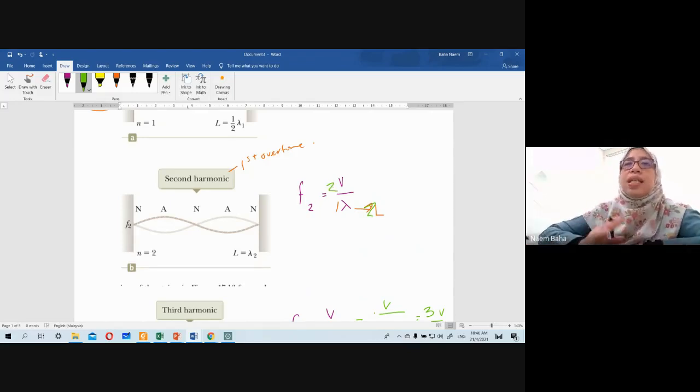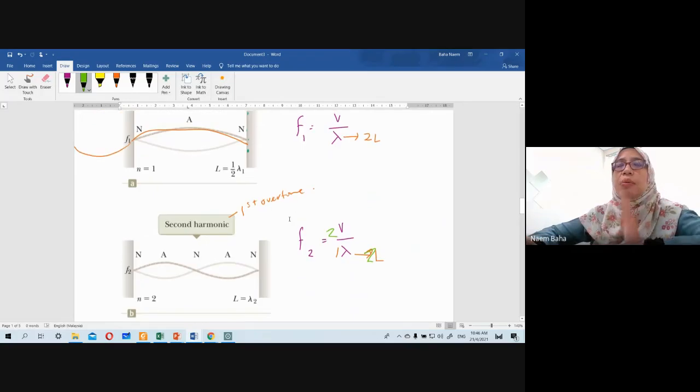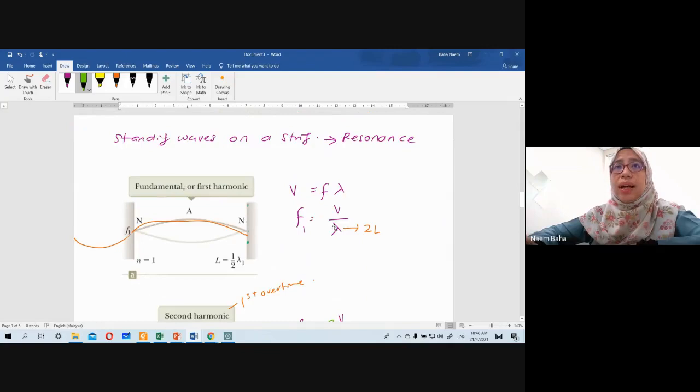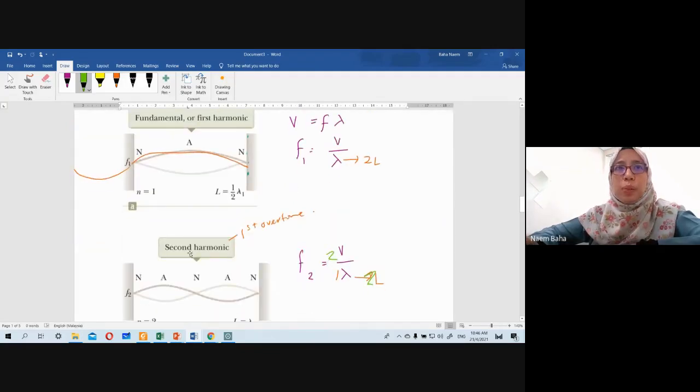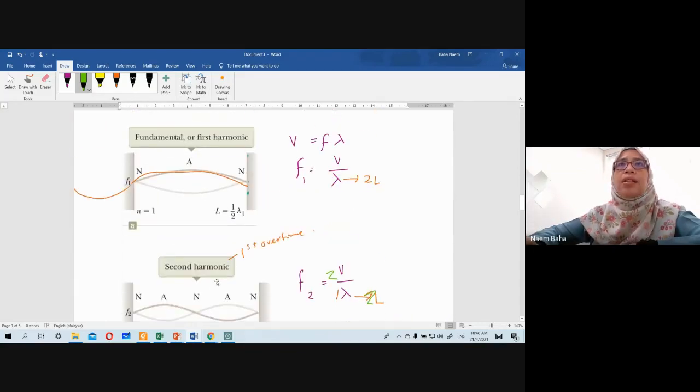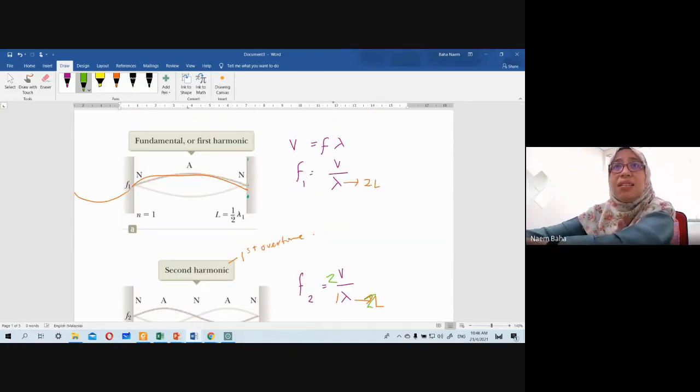Now, what do you see as a pattern? You see number 1 is divided over 2L. Even if I go to 4th harmonic, 5th harmonic, you will still arrive with over 2L. And I can see as well that this is number 2, which represents the 2nd harmonic. This is number 3, the 3rd harmonic. And hence it makes sense that this is 1.